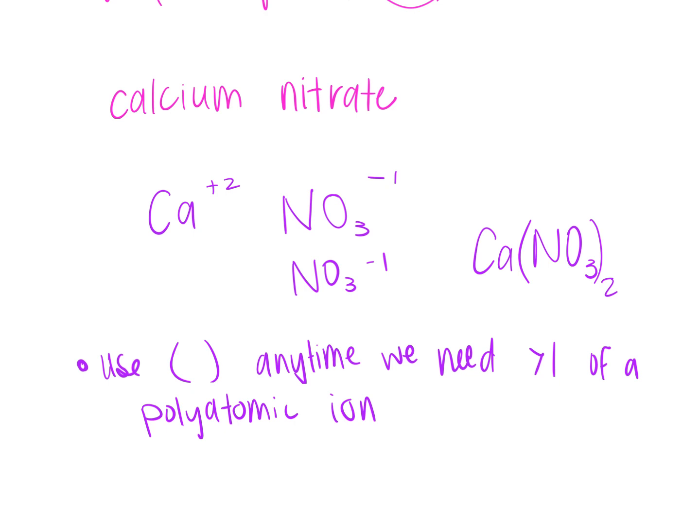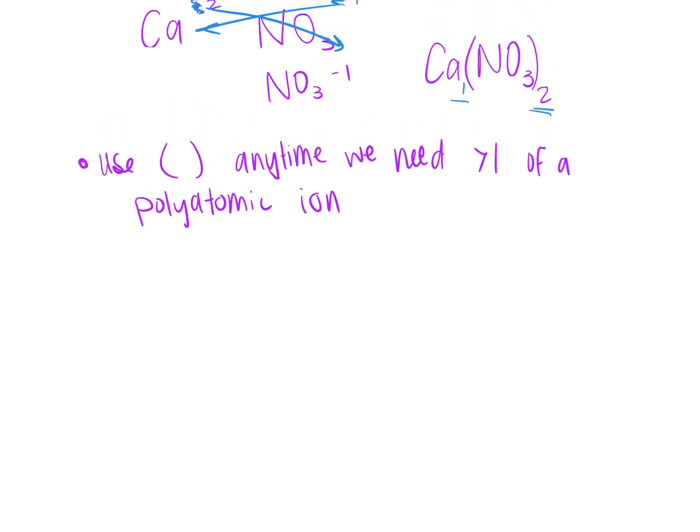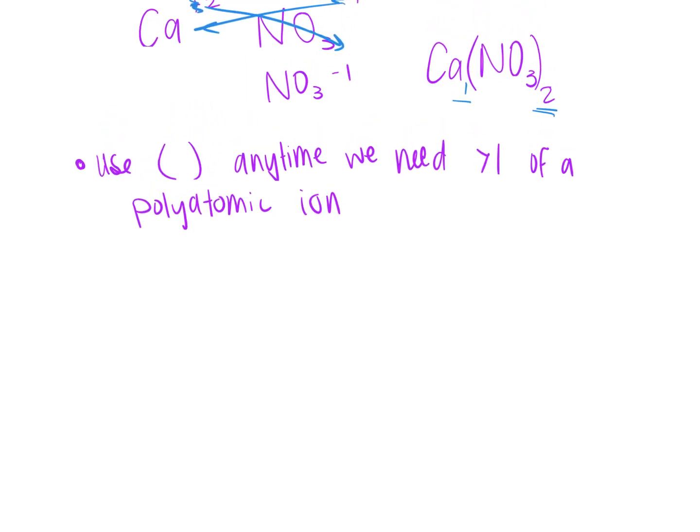Okay, what if you didn't see right away how they fit together? I could use the crisscross method. And I'd bring the 2 down here. I'd bring a 1 down here, which is exactly what we have. A 1 and a 2, right? Crisscross method still works even with polyatomic ions. But would it be wrong if I didn't use the parentheses? It would be wrong if you don't use the parentheses. Yep, we use parentheses anytime we have more than 1.